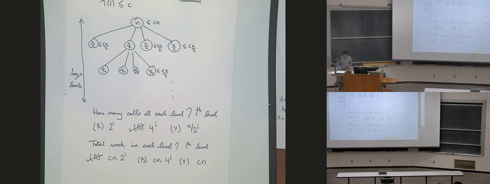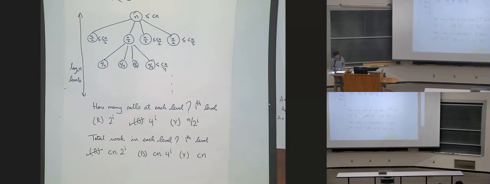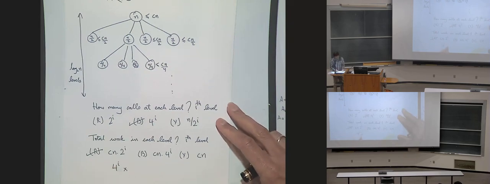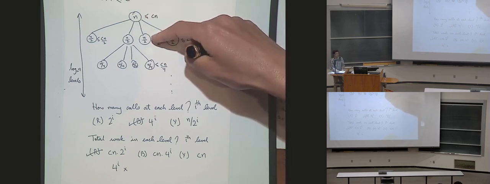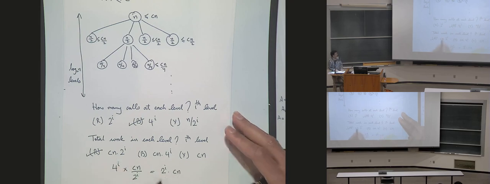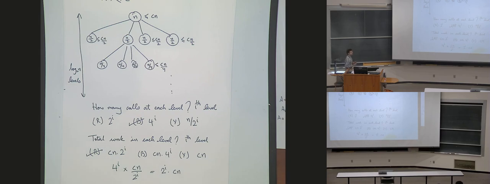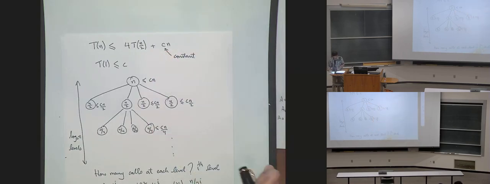Exactly. So the number of calls at each level is 4 to the i, right? But what is the work done in a call at level i? At every level, the work is halving. So that work is Cn divided by 2 to the i. And so you put this together, you get 2 to the i times Cn, or Cn times 2 to the i. Can you remind me why it is Cn for the first level? So think of this as Cn being just some additional constant work that you do at every level. So if you go back to this code, right?